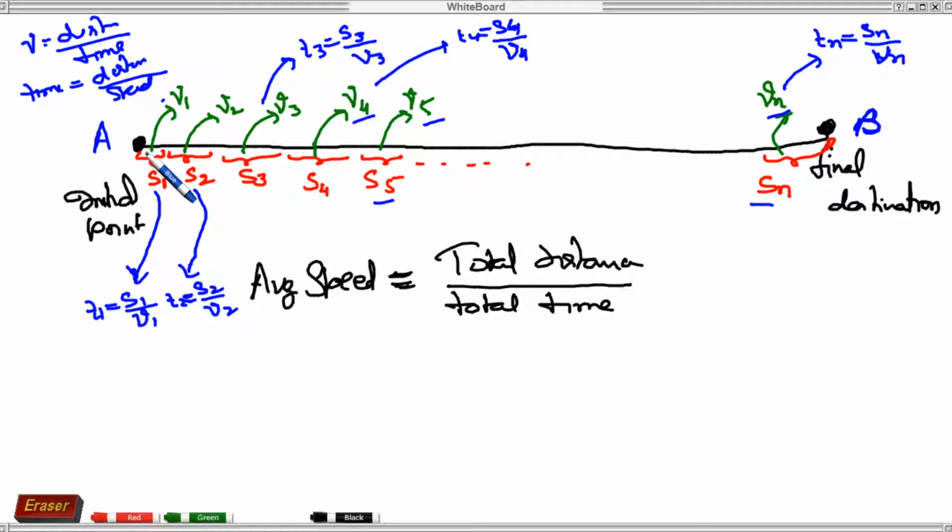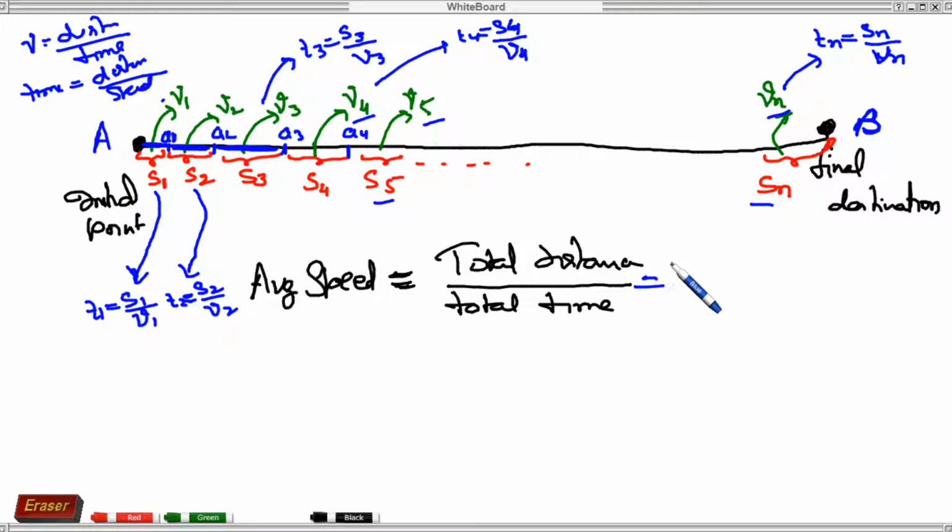So this is the time taken. Suppose this point is A1, this point is A2, this point is A3, this point is A4. T1 is the time from A to A1. T2 is the time from A1 to A2. T3 is the time from A2 to A3.